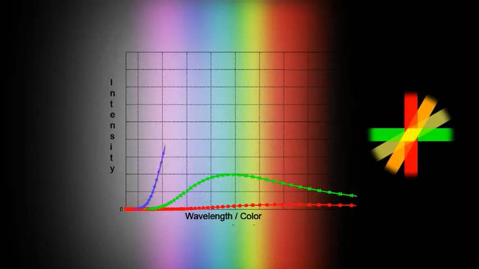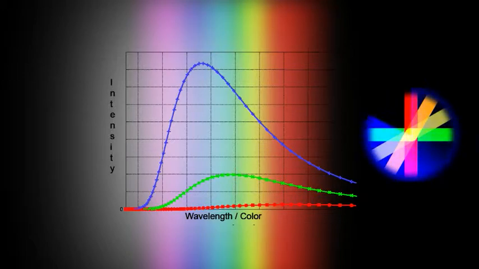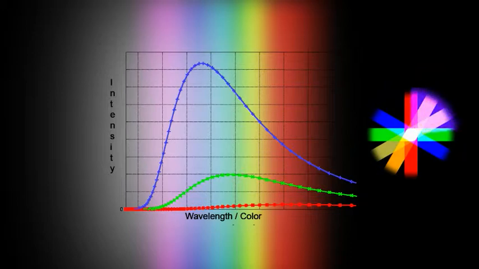This third curve is for a really hot object. Lots of light, and with most of it being emitted toward the blue end of the spectrum. And as you can see, our cauldron now is pure white in the center where all the colors overlap.